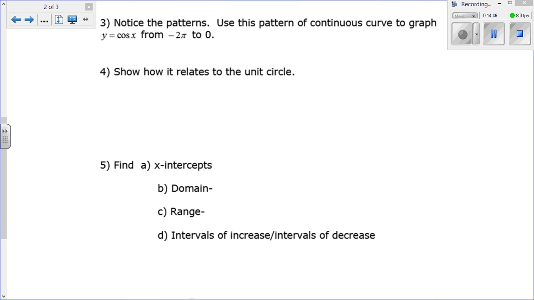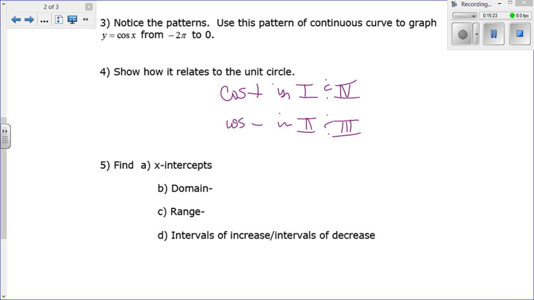Show how this relates to the unit circle. Well, again, we just did our unit circle on the other page. So now we need to draw it again, but cosine is positive in quadrants 1 and 4, and cosine is negative in quadrants 2 and 3, and according to our graph, that happens as well.